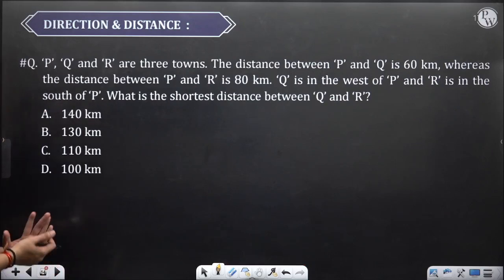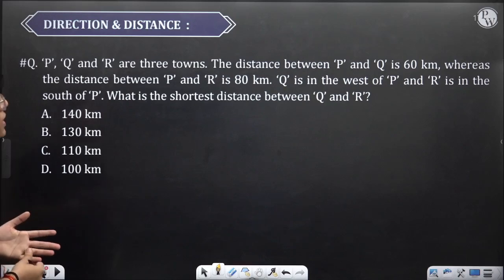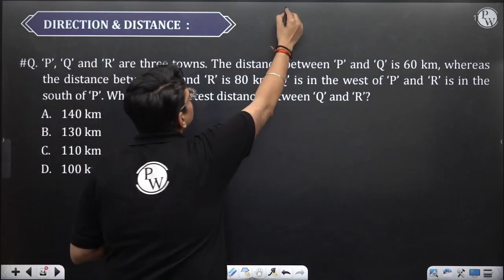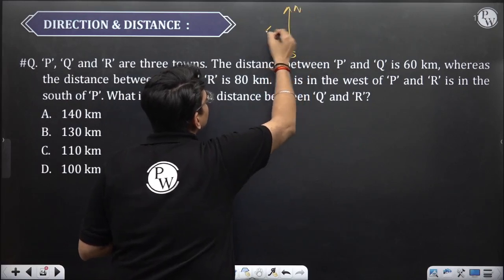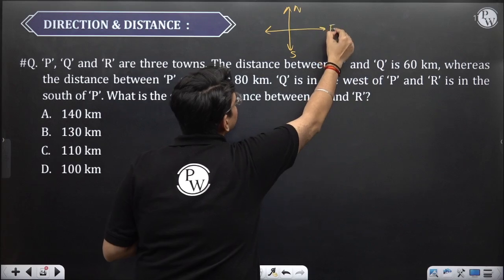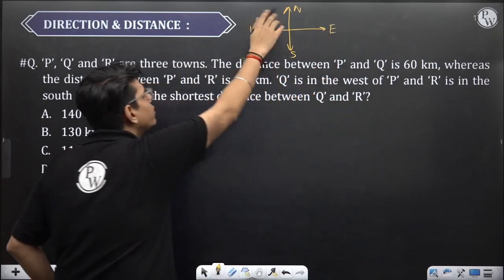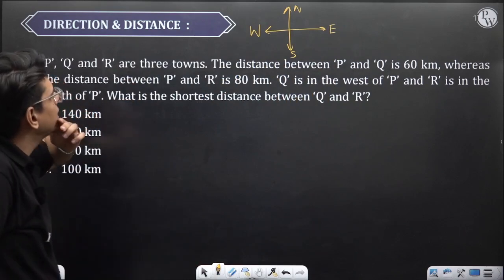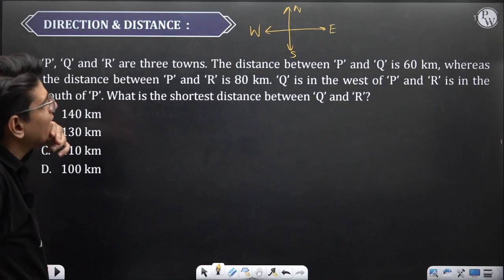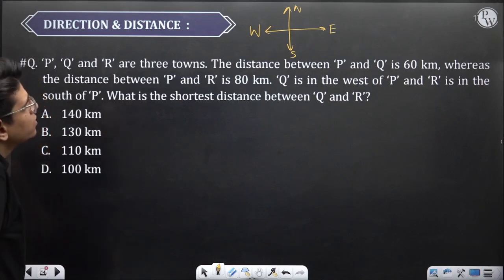P, Q, R are 3 towns. The distance between P and Q is 60. These are our main directions. I am making these again and again so that you get an idea. If you do this, it will be easier to guess the directions, right? So the distance between P and Q is 60, but we don't know what direction it is, so we can't make the diagram till this point. Whereas the distance between P and R is 80.